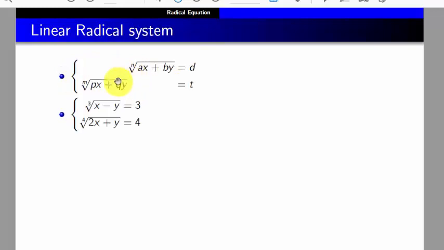The linear radical system has the following general form: nth root of ax plus by is equal to d is the first equation, and px plus qy under the mth root is equal to t is the second equation. For example, x minus y under the third root is equal to 3, and the fourth root of 2x plus y is equal to 4 form a system of linear radical equations.